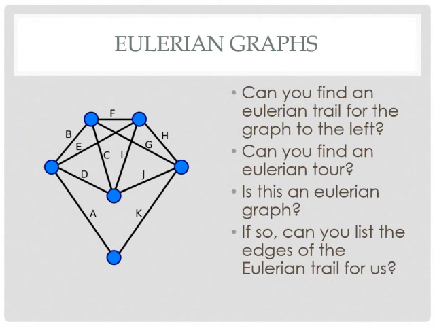So here's another graph. Perhaps we'll be more lucky here. Is this an Eulerian graph? Can we traverse every edge once and only once? I wonder if we can do this in alphabetical order. So we'll start with A, B. Yes, we can go to C, and then D.